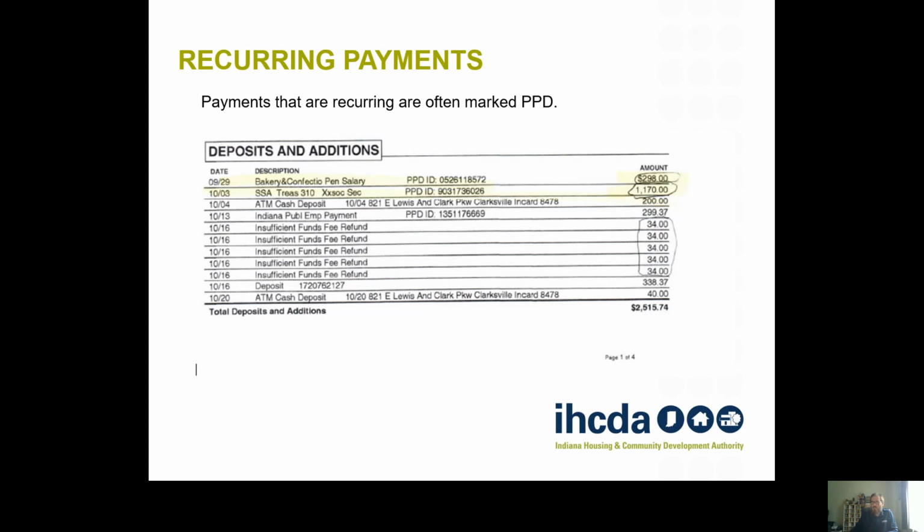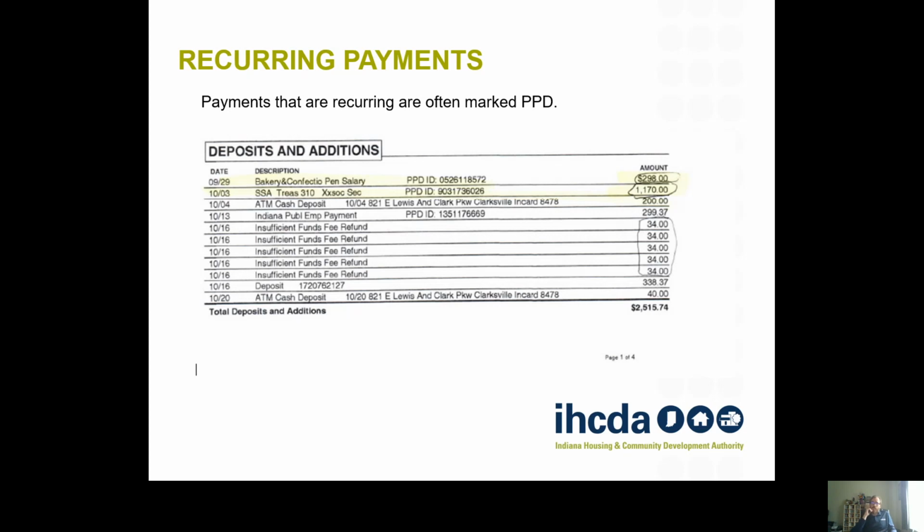If a client, or an applicant, to be more precise, turns in a bank statement as proof of their payments, you want to look for that PPD ID. The PPD ID is an indication that payment is actually a recurring payment. So that really makes it easy to identify what you might be missing.